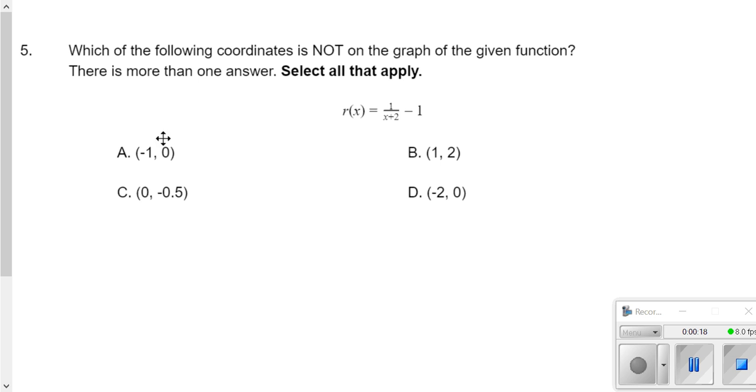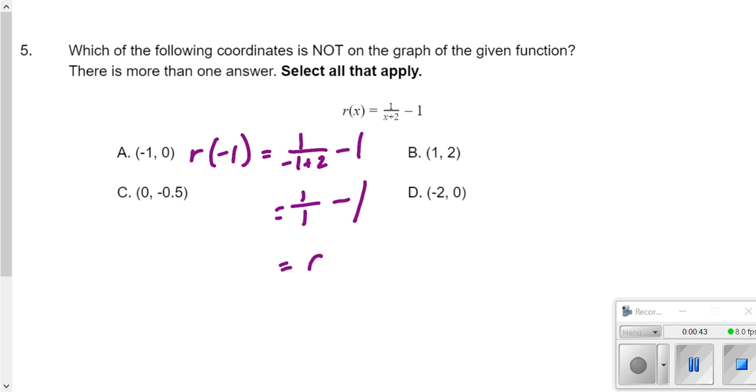So if this ordered pair -1, 0 is on the graph, what that would mean is when I evaluate function r at -1, I would get 0. So let's find out if that's true. So let's do the math. Underneath here is like having a parenthesis, so -1 plus 2 is 1. And so I'd have 1 over 1 minus 1. And that, in fact, is 0. So this seems to be on the graph. That works.